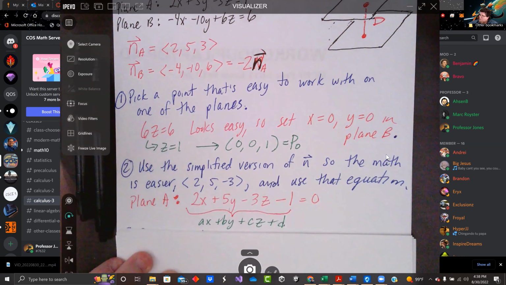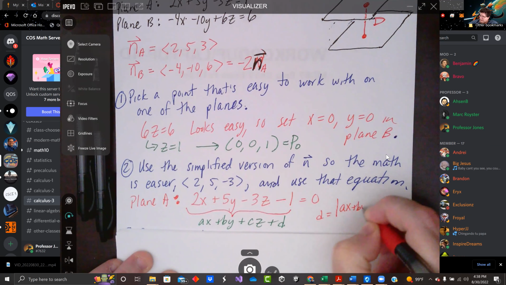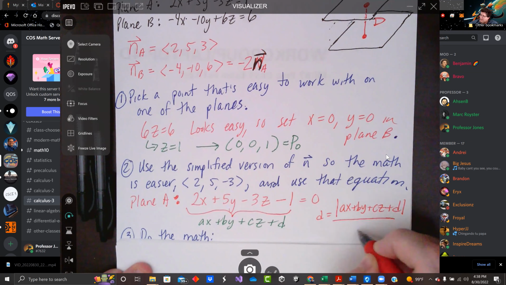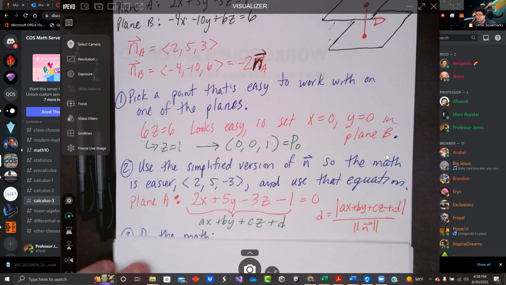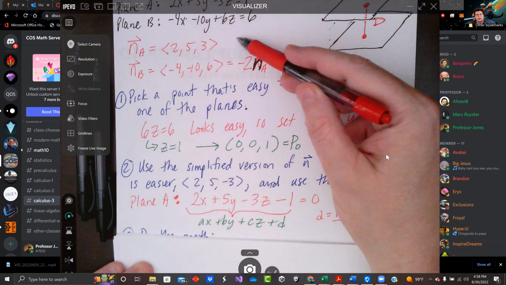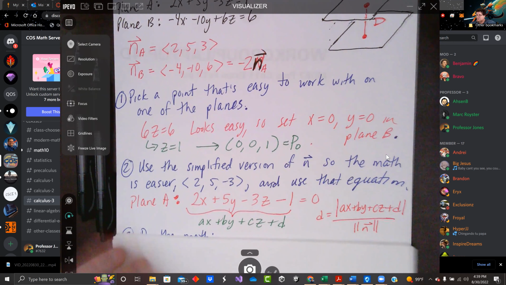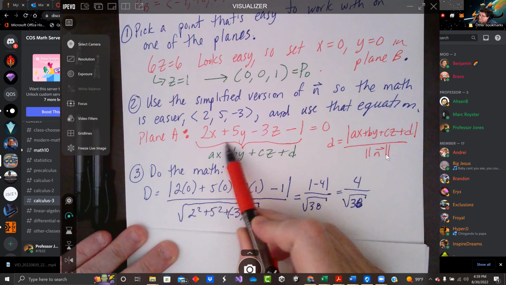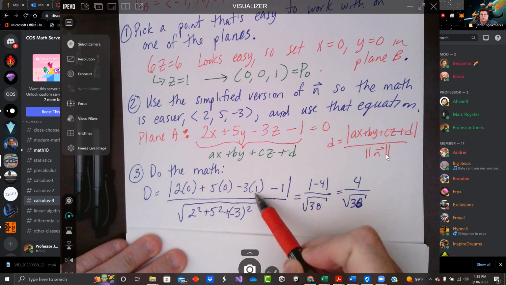As a reminder, the formula is ax plus by plus cz plus d on top. And on bottom, we have the norm of n. So we're going to use those. We already know what n is. It's 2, 5, 3. We're going to use this plane, and we're going to use this point. So let's do the math. I replace a, b, and c. I plug this in here. 2x plus 5y minus 3z minus 1. And then I'm replacing x, y, and z with my P0.